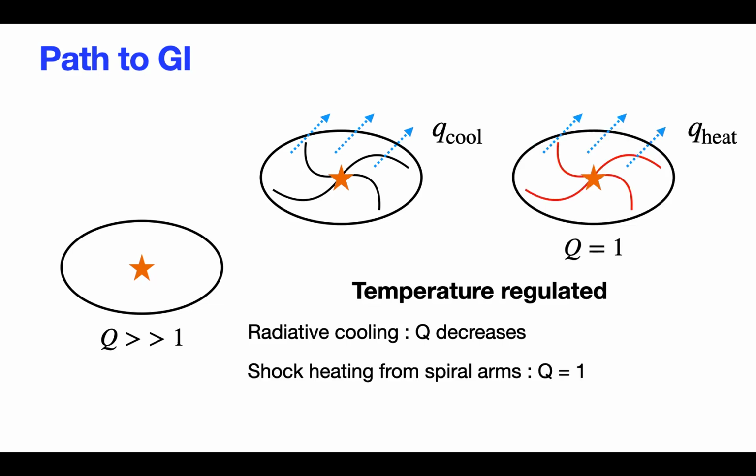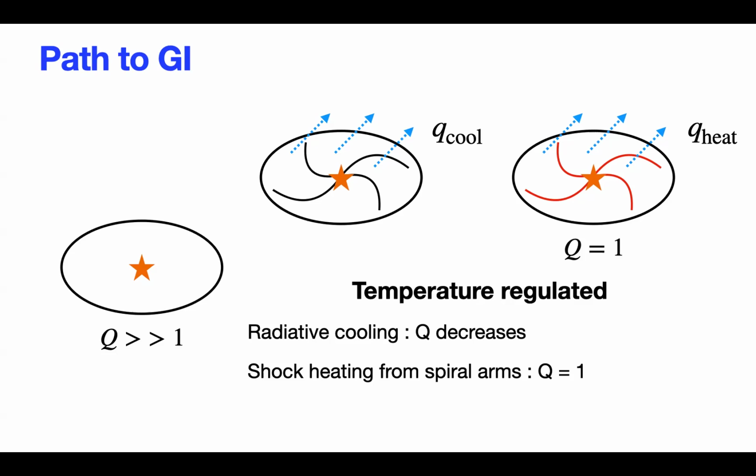At some point, Q reaches the threshold equal to 1, spiral structure develops, and the spirals are shocking the material, and so they are increasing the temperature. So if there is a balance between the cooling and the heating provided by the spirals, we have a self-regulated state. We observe that this is possible, and this is the first way to trigger gravitational instability.